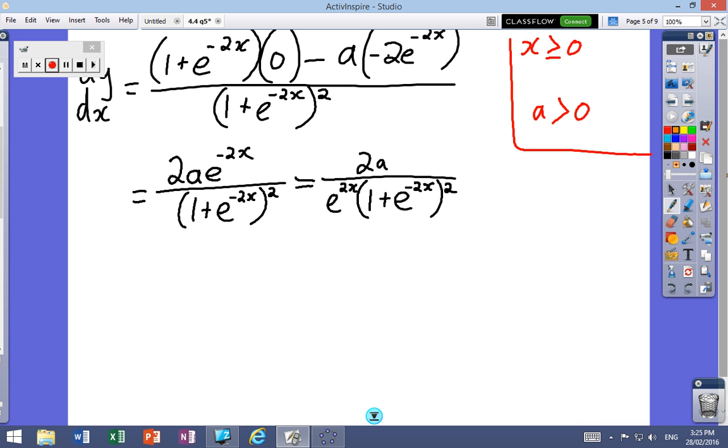Is dy dx always positive? Look at our restrictions that we were given right at the start. So this is part C. Is dy dx always positive? Well, we were told that x is always greater than or equal to 0, and a is always greater than 0. So they're both positive for a start.